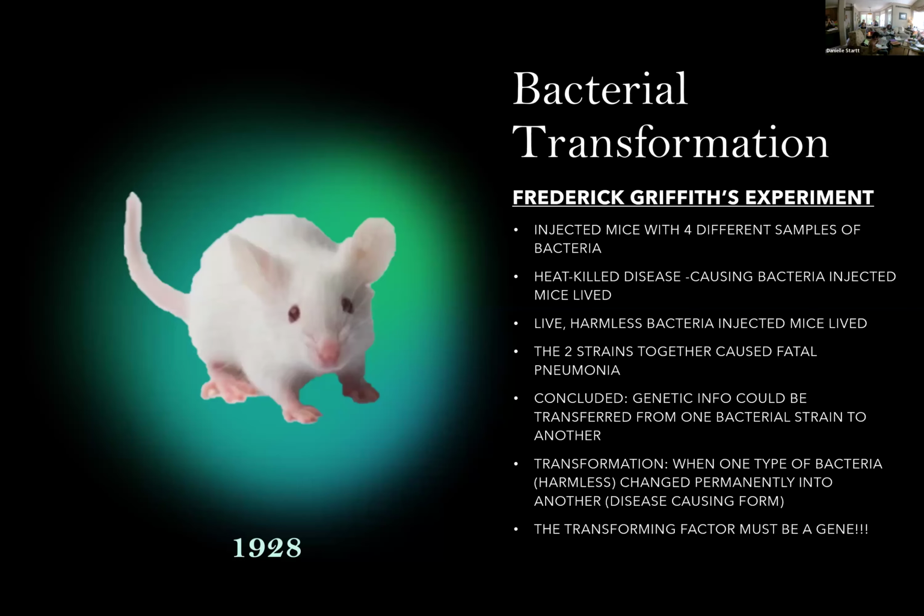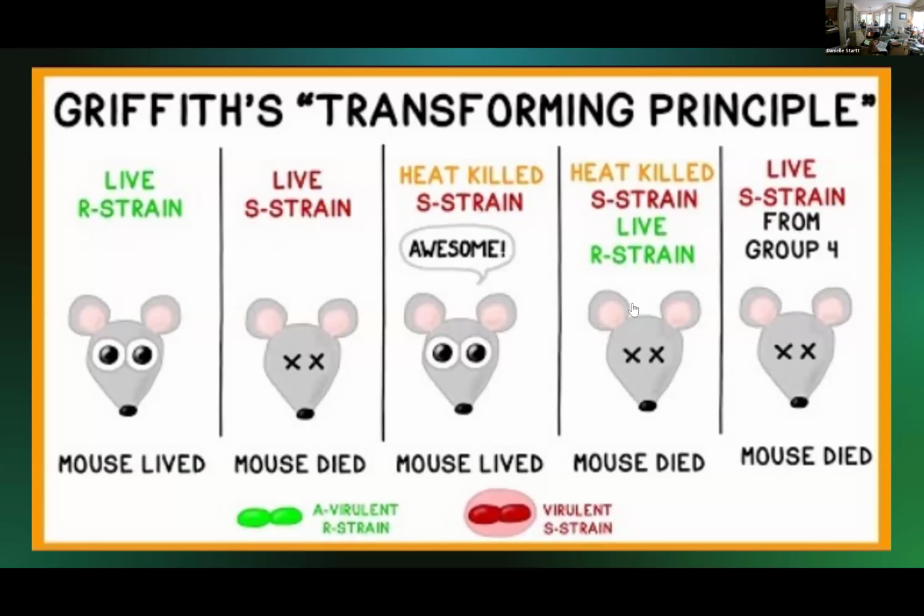So he concluded that genetic information could be transferred from one bacterial strain to another bacterial strain. And so transformation is when one type of bacteria, which is harmless, gets changed permanently into another that is a disease-causing form. And the transforming factor must be a gene. So in summary, it looked like this.